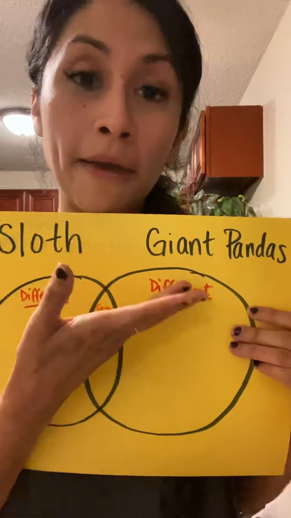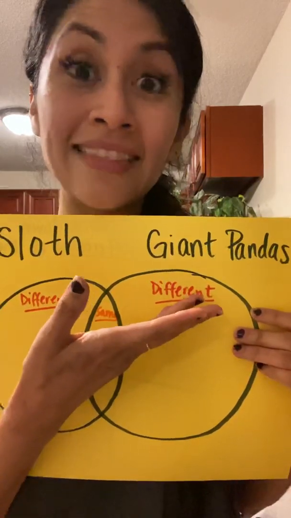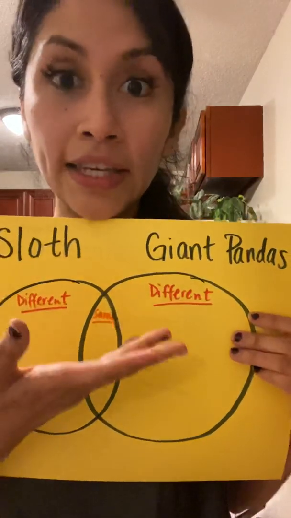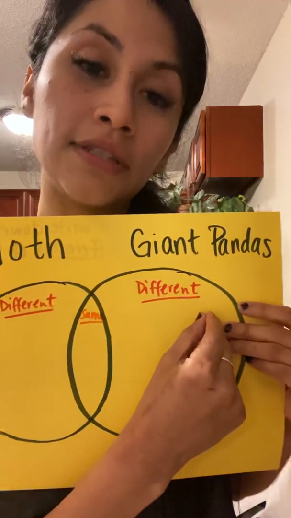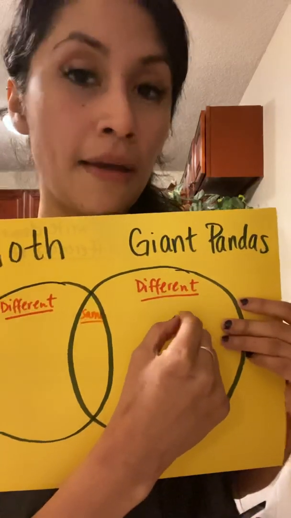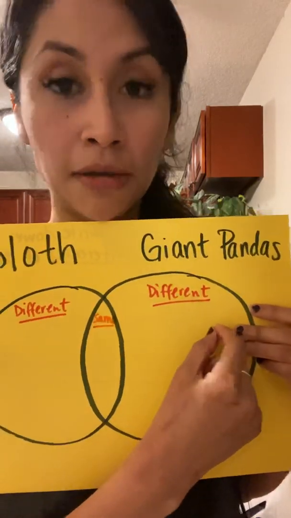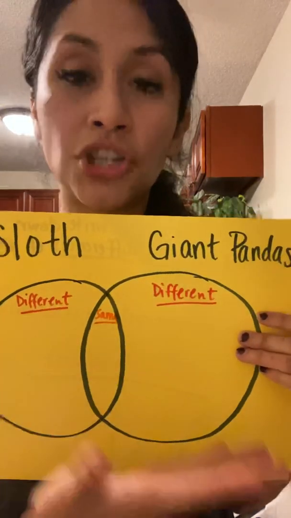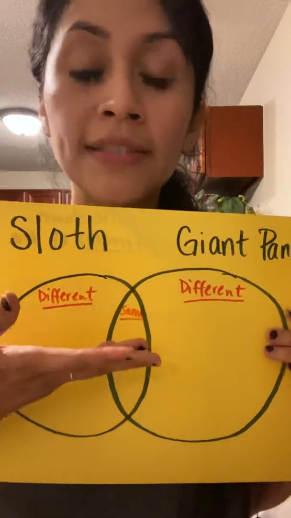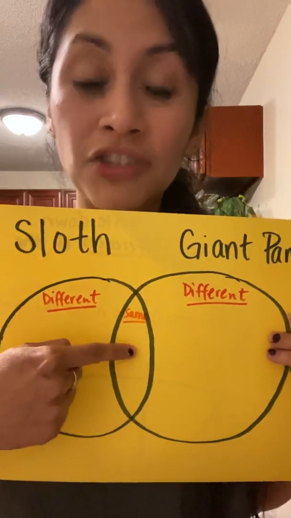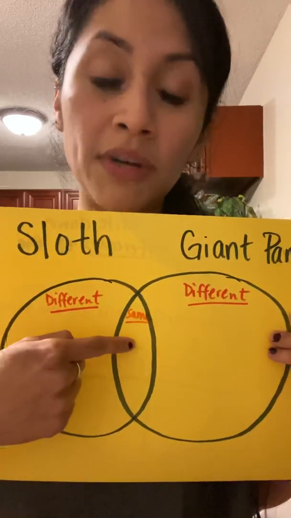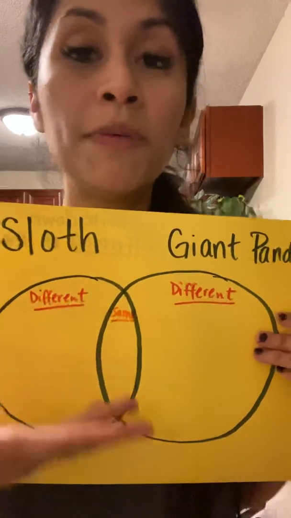Something about a giant panda is that they love to eat. They're always eating. So that would be something. Giant pandas always are eating. And then bamboo, okay? That would be something that pertains specifically to giant pandas, okay? Similarities, something that is the same, is that they both live in trees, okay? So they're always on trees. So that would be something, okay?